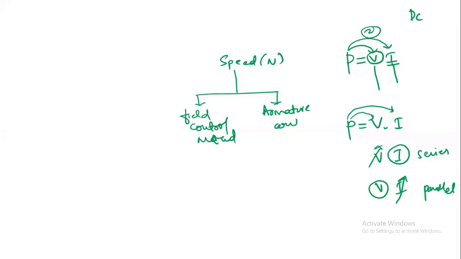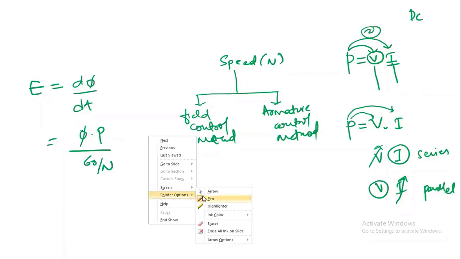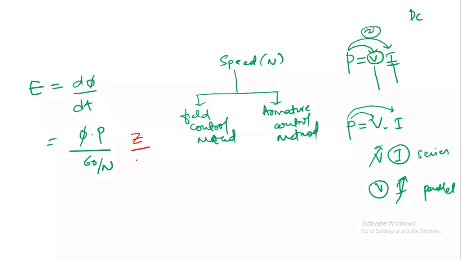Now one more important point that I want my audience to understand is the EMF equation of DC motors. What is the EMF? We usually say EMF is nothing but the rate of change of flux, in simple words. But for a DC machine, we model this flux as flux multiplied by number of poles. And the time is the number of revolutions per second, and this is per conductor. Like that, we have Z number of conductors per parallel path.